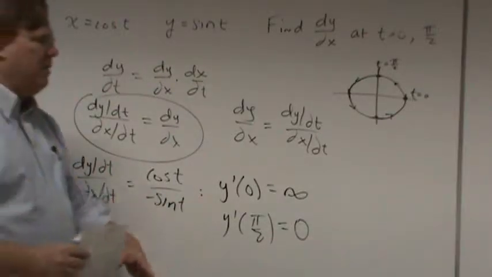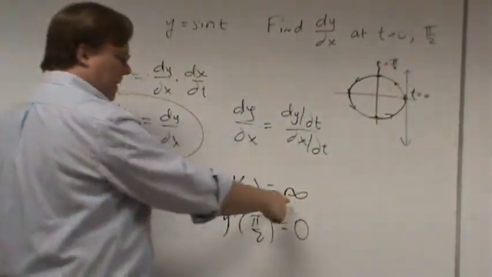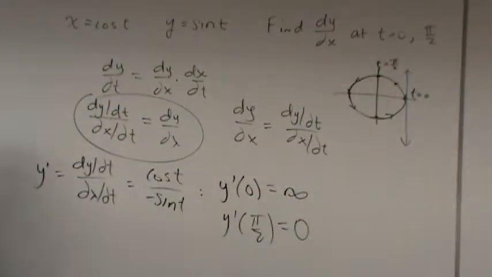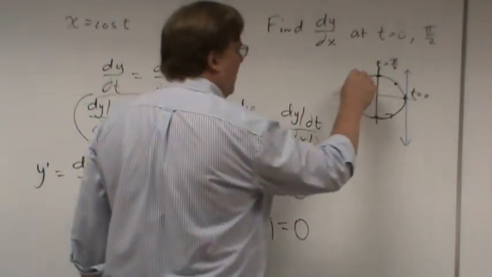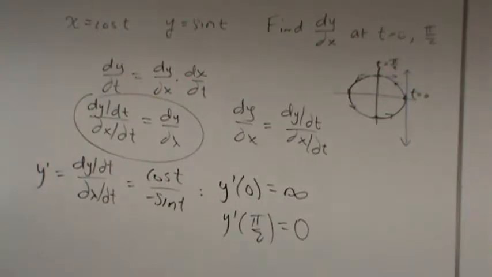And so do you see when t is equal to 0, my tangent line is vertical, so it makes sense that the slope is infinity or undefined. And when t is pi over 2, my tangent line is horizontal, so I get 0. Hey, that's it. Just do dy dt over dx dt.